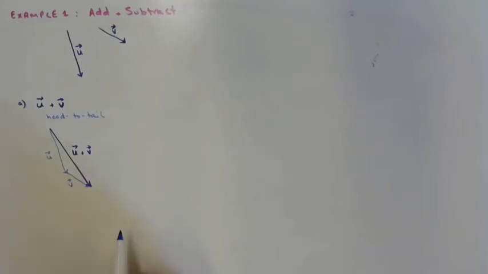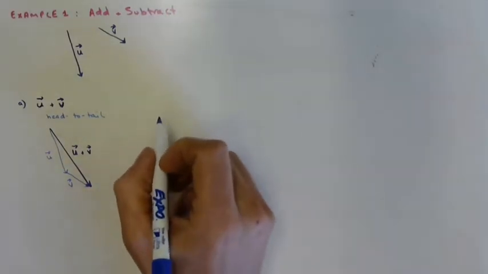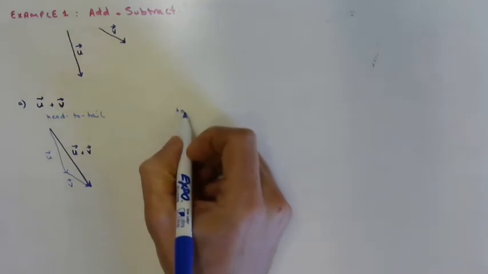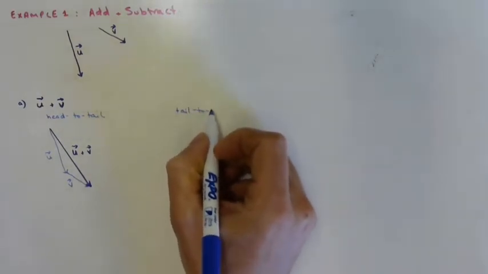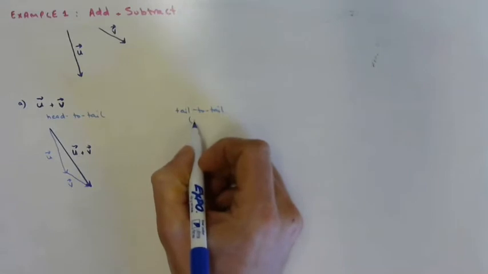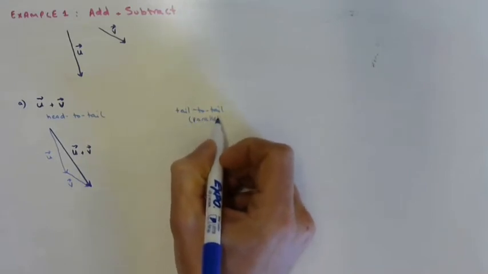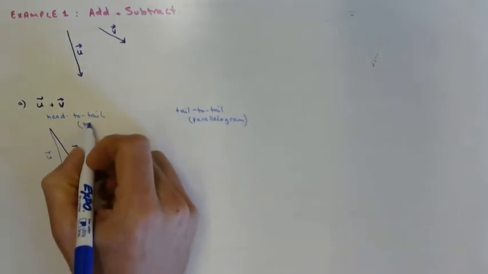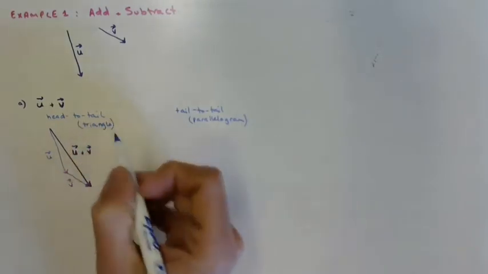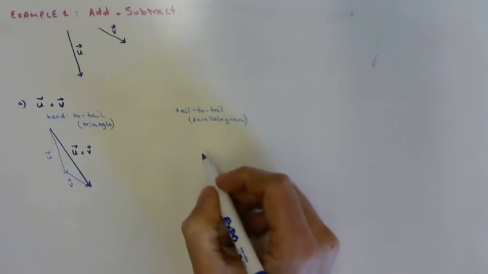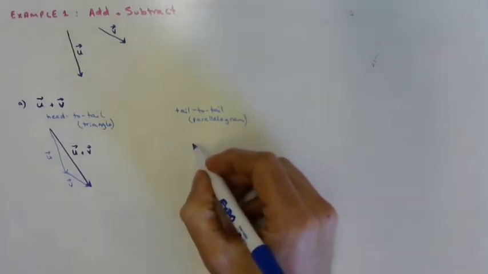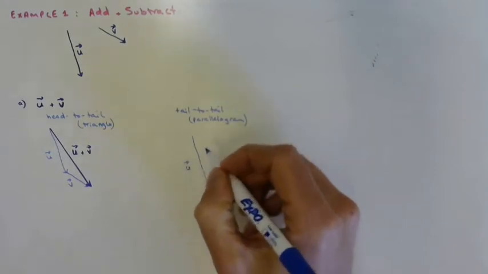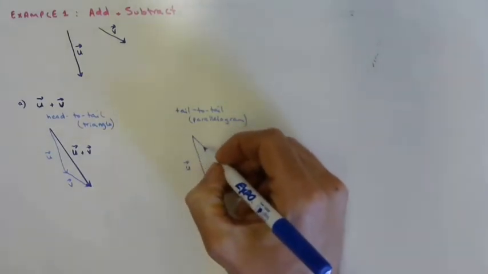Well, what if we used the parallelogram method? The parallelogram method, or the tail to tail method. This was the triangle method over here. Okay, now what do we do? Well, now we stick them tail to tail. So I've got vector u heading down here, and vector v off like that.